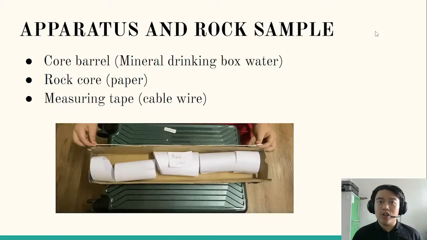Next, we move on to the apparatus and rock sample. The first one is the core barrel, which is a mineral drinking water box. The second one is the rock core, which is paper. And lastly, we have a measuring tape, which is a cable wire.